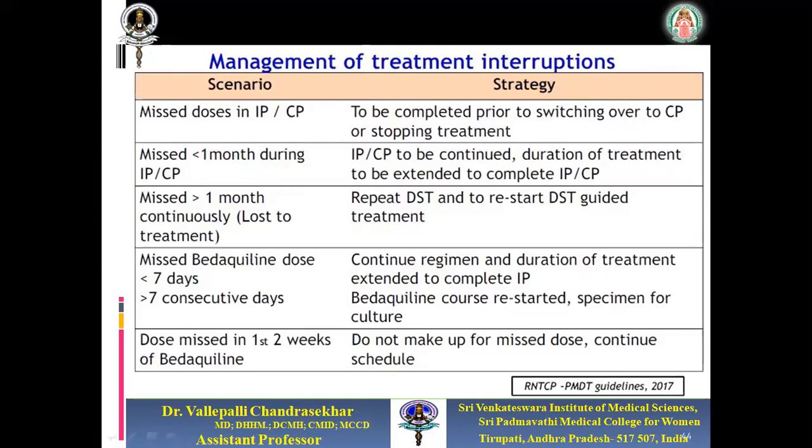If they missed more than 1 month, where previously we discussed less than 1 month it should be continued, they have to repeat drug sensitivity testing using CBNAAT and restart DST-guided treatment. For a missed bedaquiline dose of less than 7 days, we continue the regimen and extend the duration of treatment to complete the intensive phase. If it is more than 7 consecutive days, bedaquiline should be started again from the first day. They have to continue for 2 weeks, then the remaining 200 mg for the remaining 6 months.